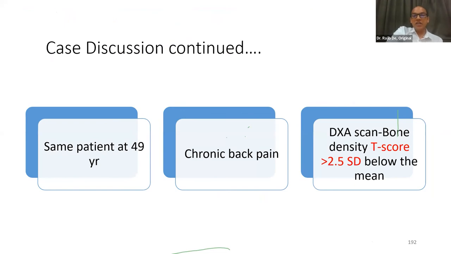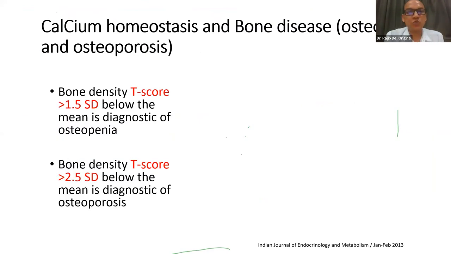The patient may develop chronic back pain. Often the patient with thalassemia develops bony pain, and a DEXA scan may help us find out whether the patient has developed osteopenia or osteoporosis. If the T score is more than 1.5 standard deviations, then it is osteopenia, and if it is more than 2.5, it is osteoporosis.